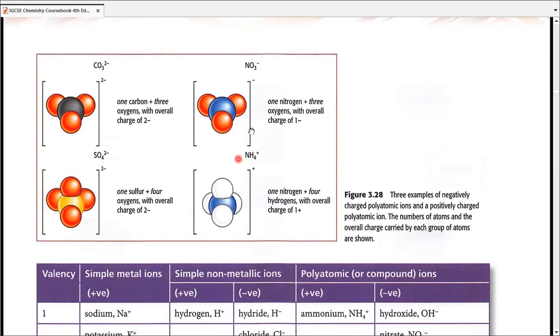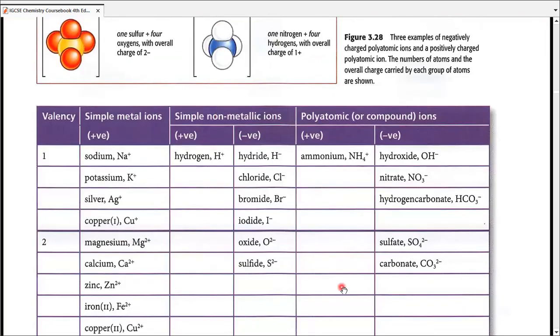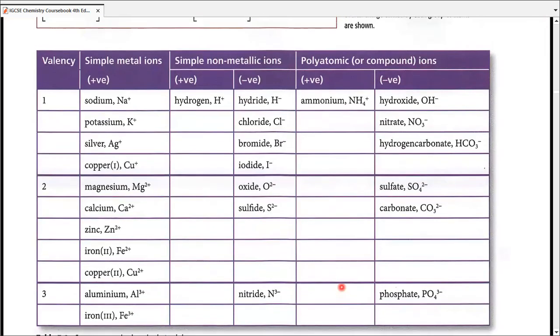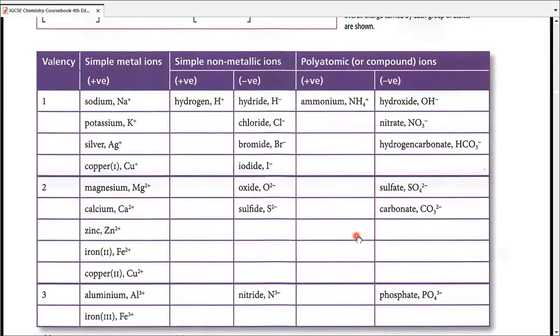There are three negative and one positive polyatomic ion drawn over here. Carbonate, CO3 negative 2, nitrate, NO3 negative, sulfate, SO4 negative 2, and finally ammonium, which is the only positive ion over here, NH4 positive. Now, the ions that you're going to encounter in your syllabus, or in a decade of past years' papers, you're going to face only these ions, most probably.